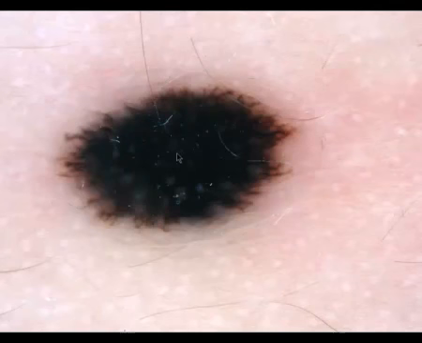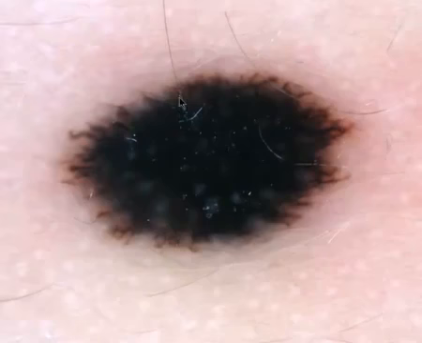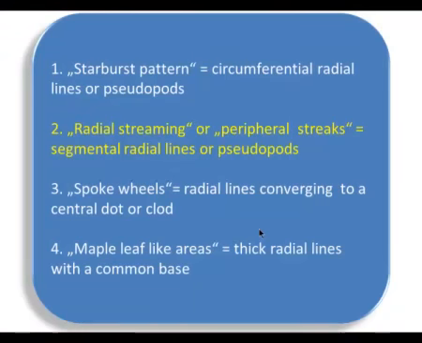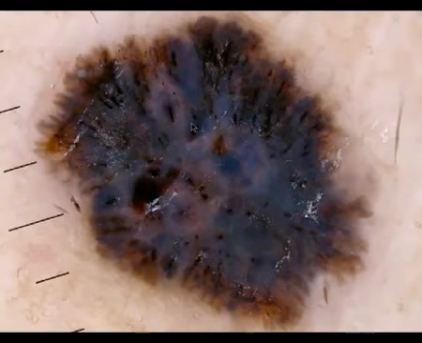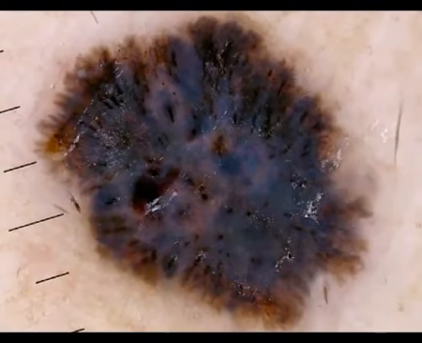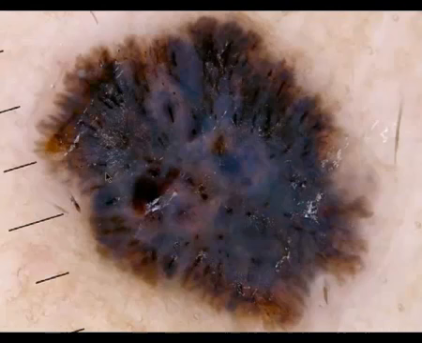Here you can see a Reed's nevus, typically with a structural center and with radial lines over the entire circumference of the lesion. So overall the lesion looks symmetrical. Radial streaming or peripheral streaks in the language of pattern analysis are also radial lines, but now not distributed over the entire circumference. They are distributed only in some segments. Here you see a melanoma, and you can see radial lines in this segment, but not in other segments. So this gives the lesion an asymmetric appearance.